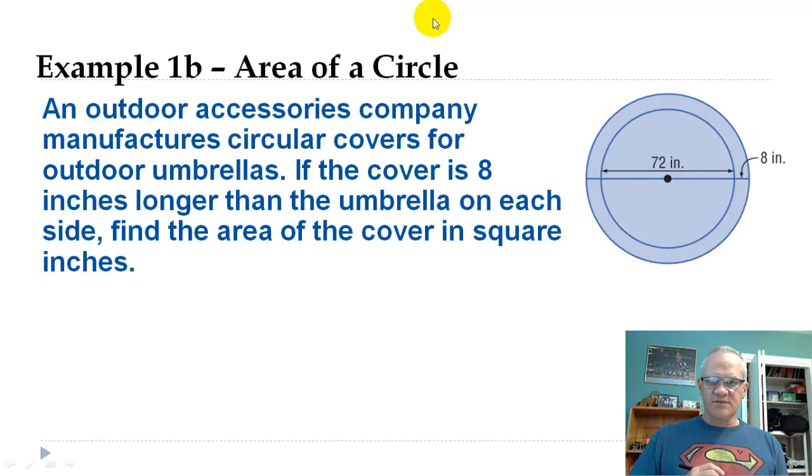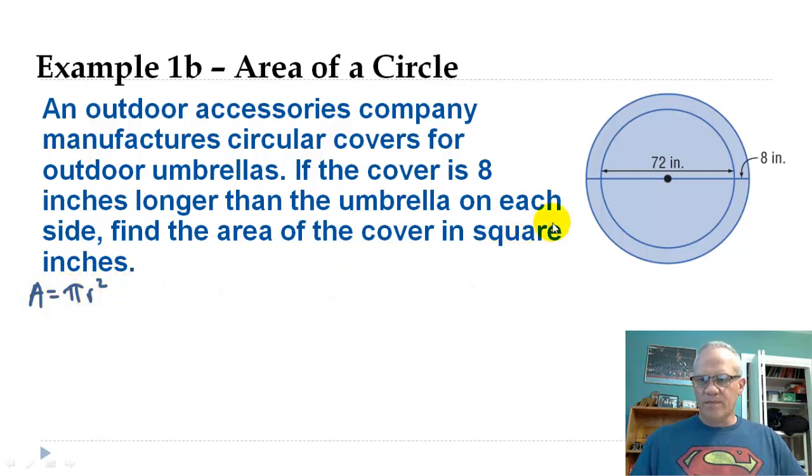Next it says an outdoor accessories company manufactures circular covers for outdoor umbrellas. The cover is 8 inches longer than the umbrella on each side. Find the area of the cover. So we've got the same formula here: the area is pi r squared.